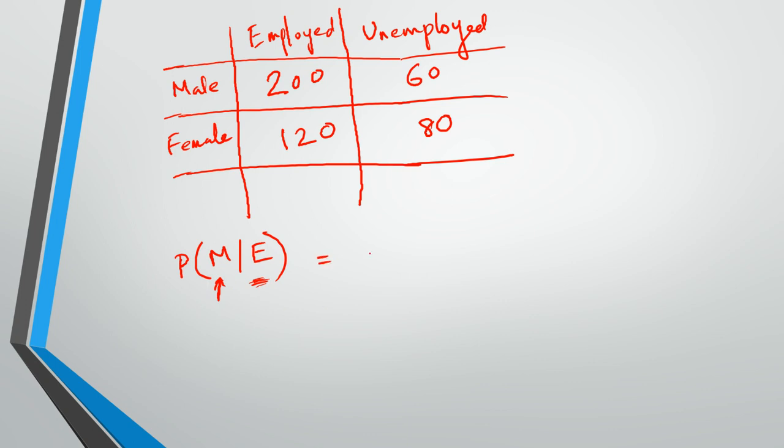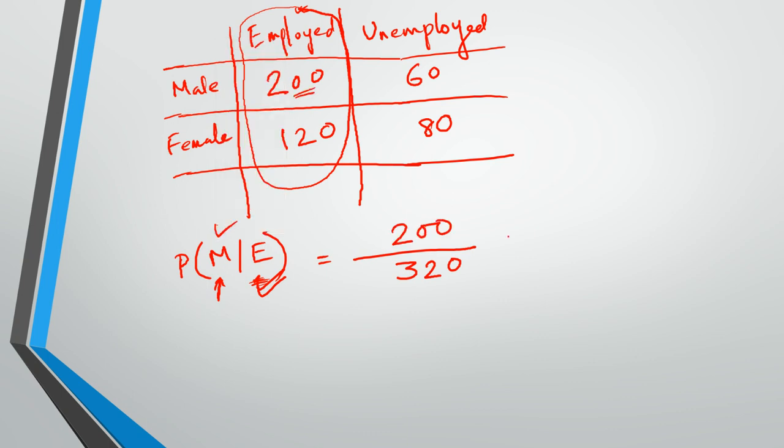And what is the probability of M? It's a male. From common sense you can say they are employed, which means this should be the sample space. At least they are employed. So the denominator should be 320. And they are saying find how many among them are males. So male, how many? 200. So you can directly write 200 by 320.